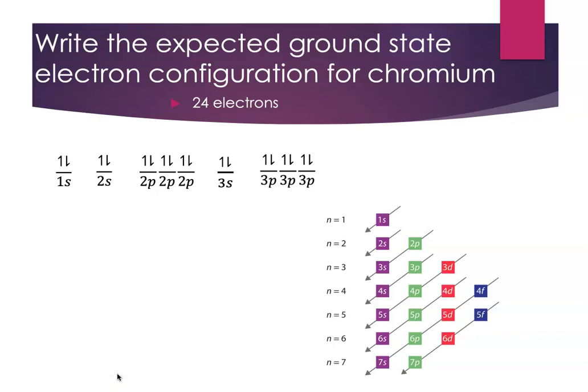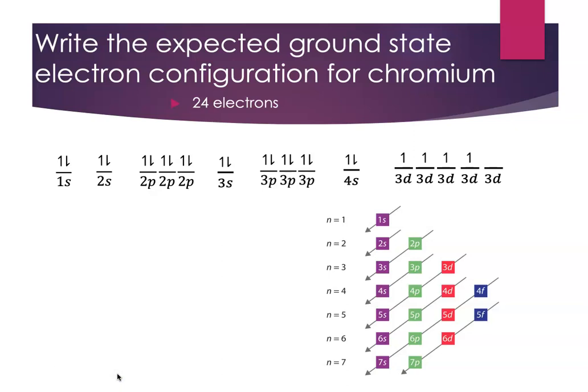After 3p, if we look at our diagram, comes 4s. We'll fill that up completely. And then after 4s, our arrow filling diagram says 3d is the next sublevel. Remember, d orbitals come in sets of 5, and we have 4 electrons to place in them.